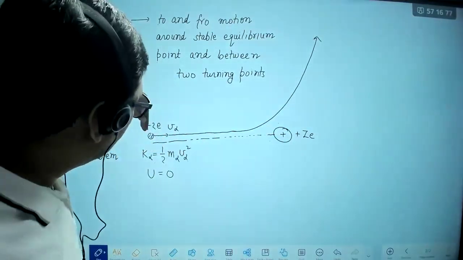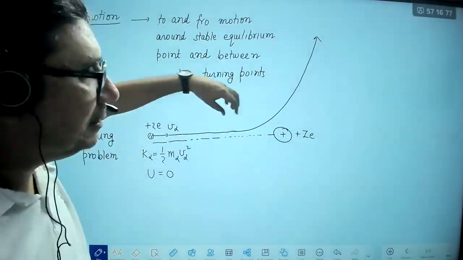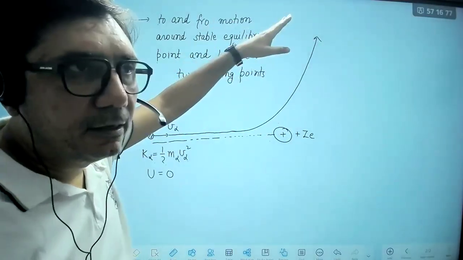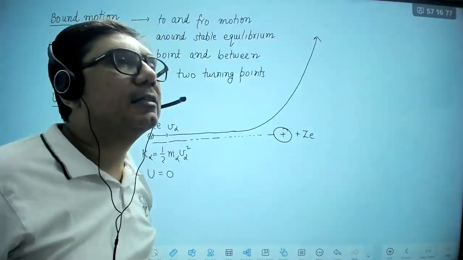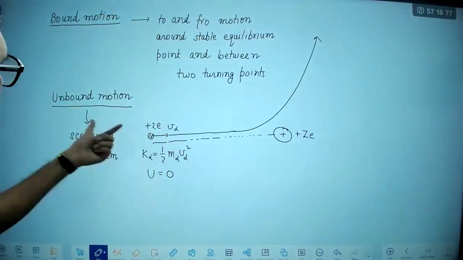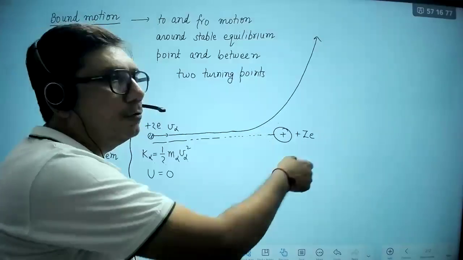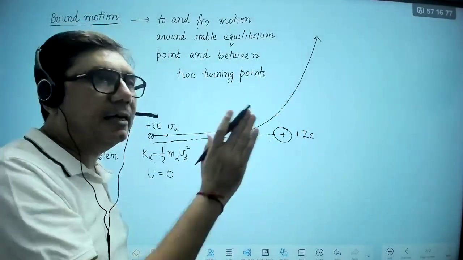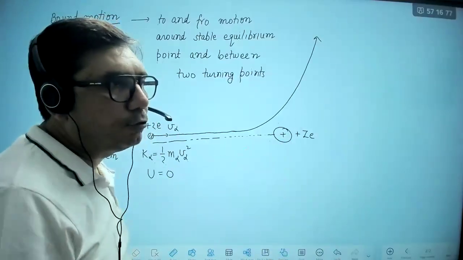This type of problem is called a scattering problem, where a particle is coming, it is interacting here, and after interaction it moves away forever. So this type of problem is called a scattering problem. In these scattering problems, unbound motion is there. This particle will not remain bound with this nuclei. It is not going to interact with it again. One time interaction will take place and then it will move away.